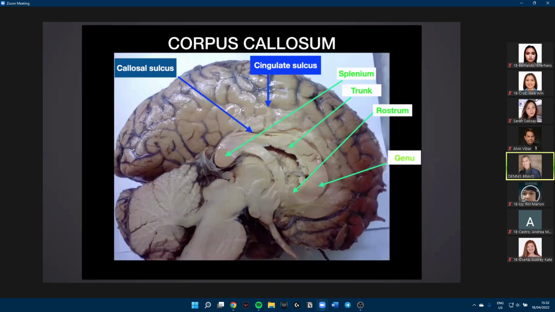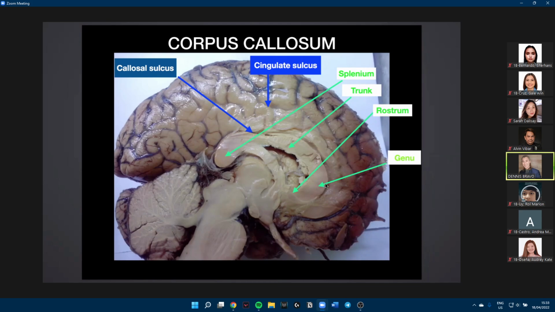Okay, let's go back now to the corpus callosum that we have mentioned earlier. So this is the corpus callosum. Its function is to allow communication between the left and the right cerebral hemisphere. It can actually be divided into the following parts. Posteriorly, this part of the corpus callosum is known as the splenium, which continues anteriorly into the trunk and then inferiorly into the rostrum.